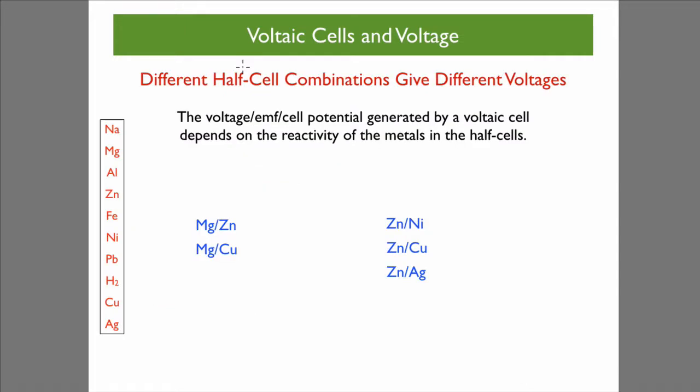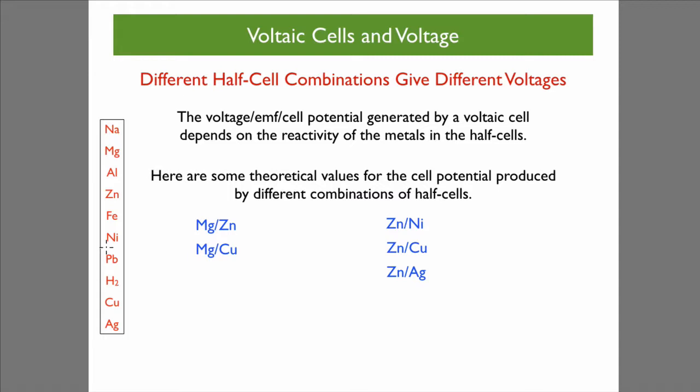Different half cell combinations give different voltages. You can see a reactivity series over here. And the voltage, EMF, cell potential generated by a voltaic cell depends on the reactivity of the metals in the half cells.